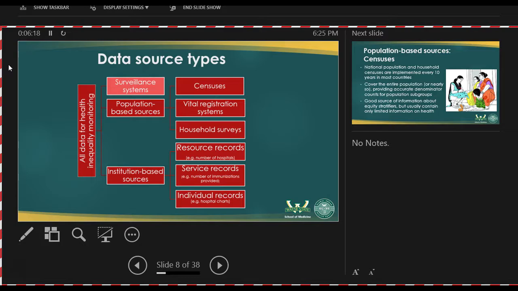Institutional-based resources are also what a lot of us use. We use records, resource records, service records, and individual records of patients. So those are the different types of sources. And I've kept the surveillance system separate, because surveillance is what we try to use a lot outside the population-based resources and the institution-based resources.